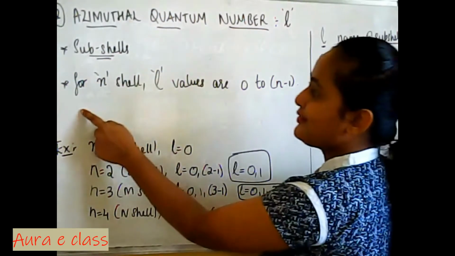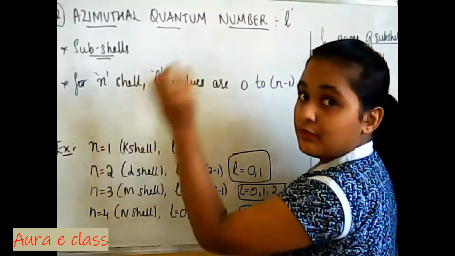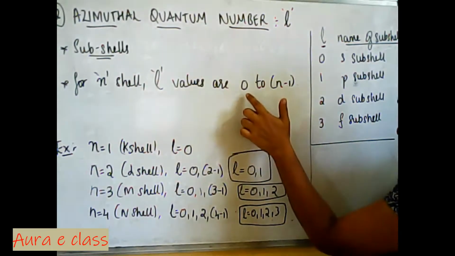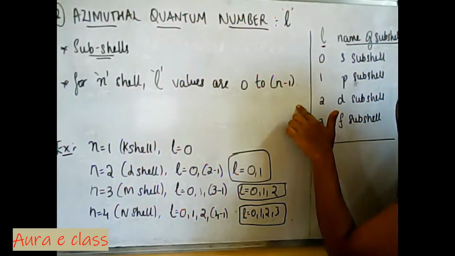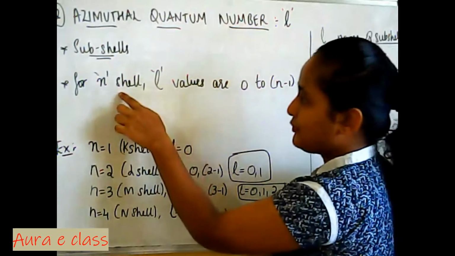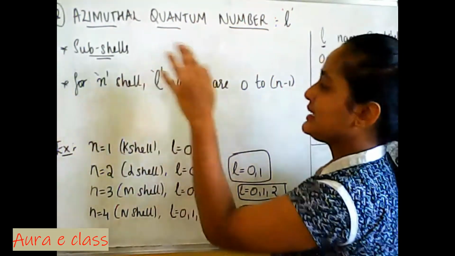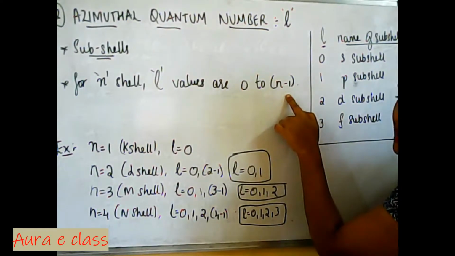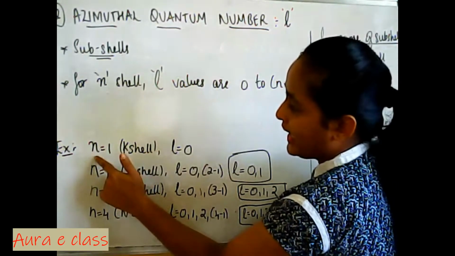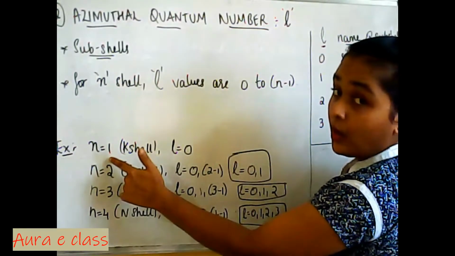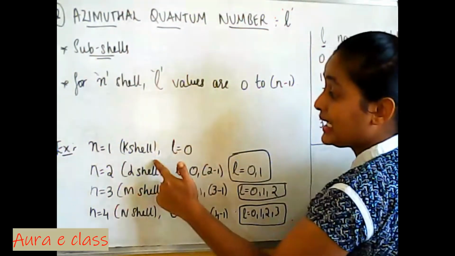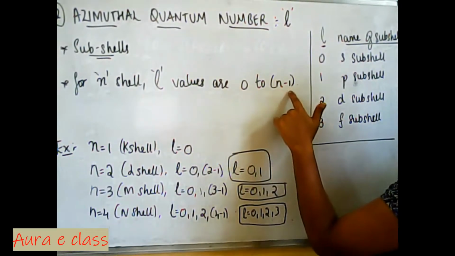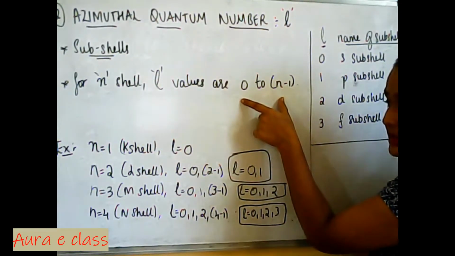So for every n shell, meaning for every shell, the L values are given as 0 to n minus 1. They are saying for every shell, the subshell is calculated from 0 to n minus 1. So let us see the example. Now n is equal to 1. How do I calculate my subshell value? You will calculate it as 0 to n minus 1. This is the formula.